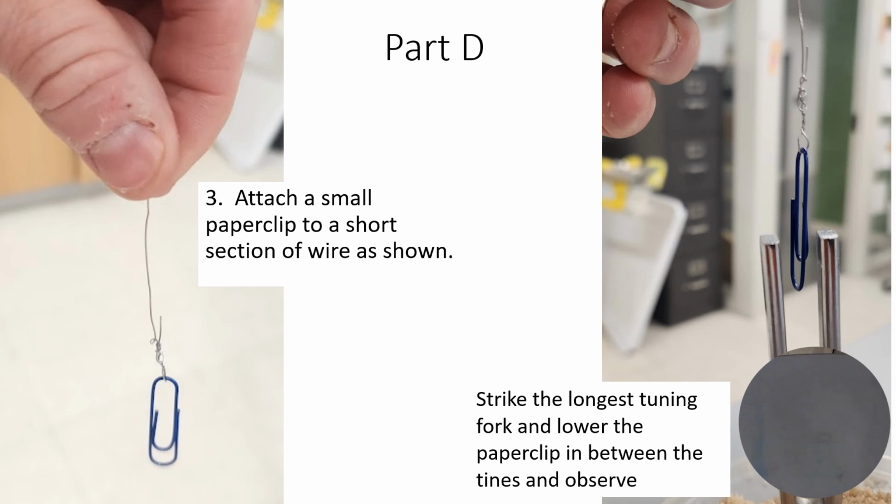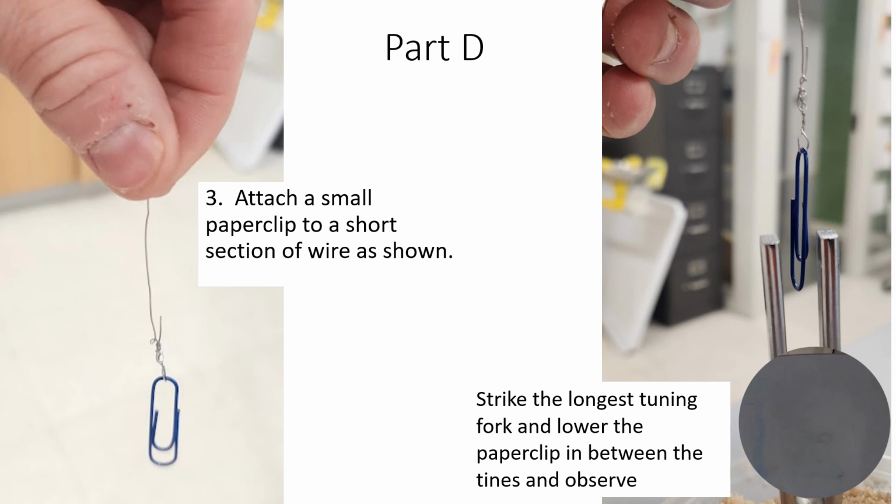Now part D was kind of some fun here. What was I trying to show you with part D? What did I want you to see? What did the paperclip do? It went back and forth like crazy, didn't it? What was pushing the paperclip? What was the actual physical stuff?